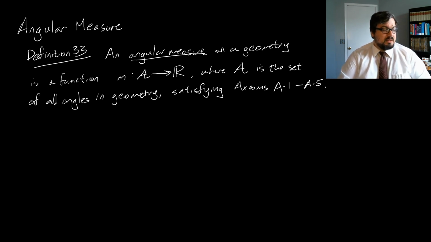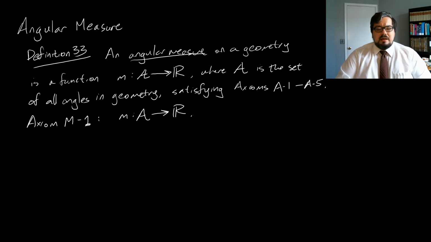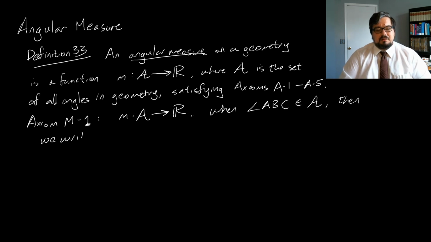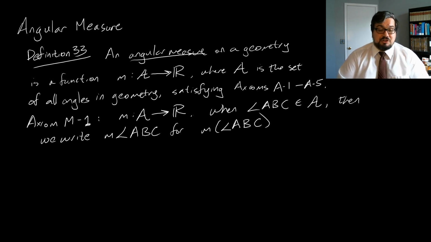So axiom M1 is sort of a restatement of some of the things that we've said so far. That m is a function from A to R, and when angle ABC is an angle in our geometry, then we write just m angle ABC for the measure of angle ABC. So we'll drop the parentheses from the function notation typically when we write down the measure of an angle.